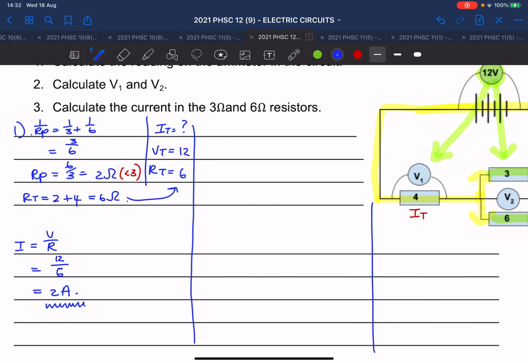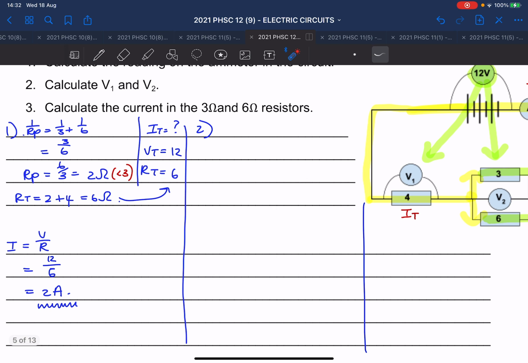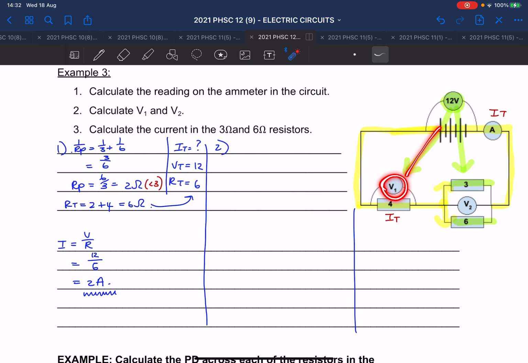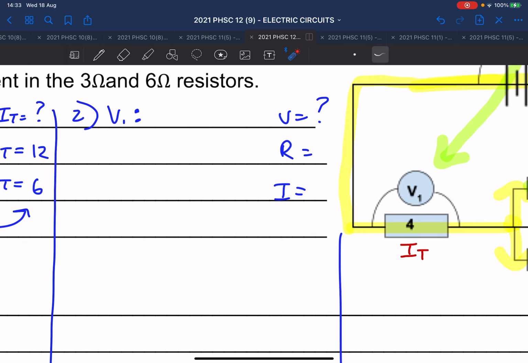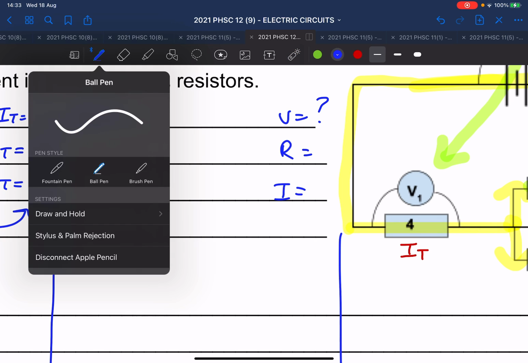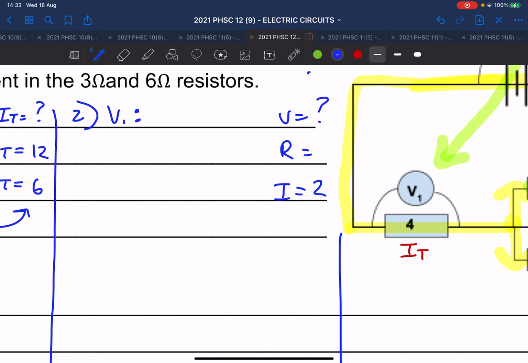Right. Now, in the next question, they ask us to calculate the reading on V1 and V2. Since V1 is in series, it looks like it will be the easiest. So let's look at V1. We need the resistance and we need the current. We saw here that the total current passes through there. I have just calculated the total current, that is 2.